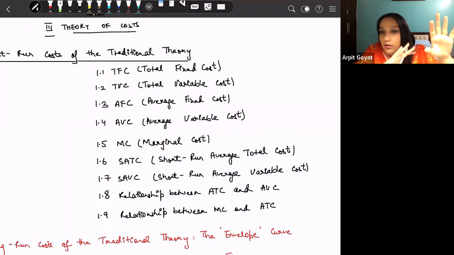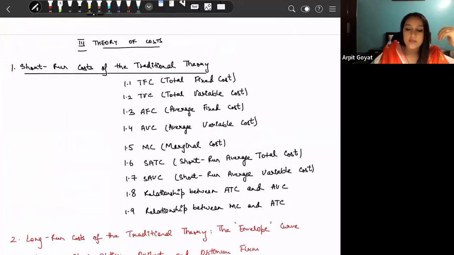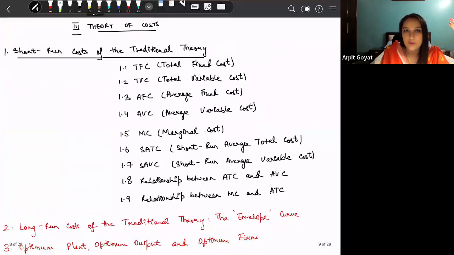Now we have done theory of production, theory of consumer demand theory. Third is theory of cost. Now in this theory of cost, there are certain short-run costs for traditional theory. So here we'll be discussing total fixed cost, total variable cost. What do we mean by them theoretically? What is their graphical representation?